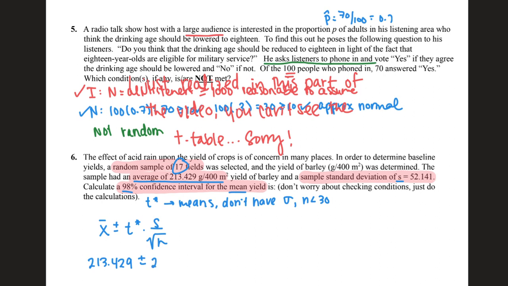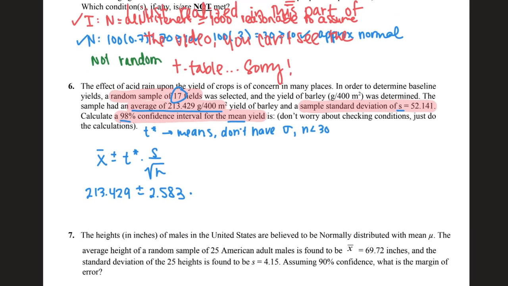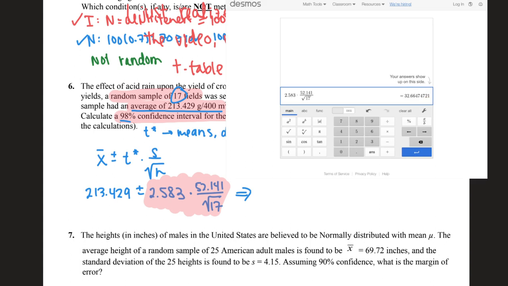So it's going to be 2.583 times s, which is 52.141, over the square root of 17. So now I'm going to put the part after the plus or minus into my calculator. That's going to give me my margin of error. All right, so when we put that in our calculator, we get a margin of error of 32.6647.